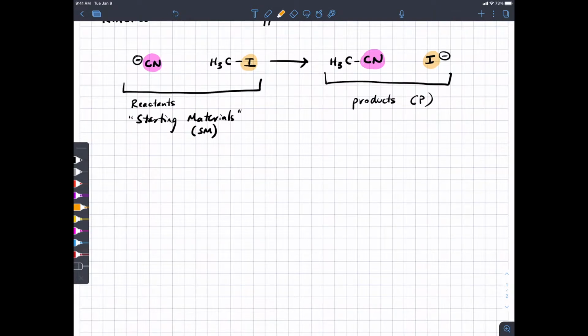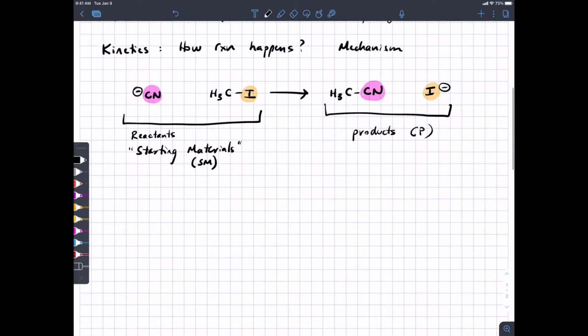Okay, so the issue of kinetics actually doesn't really address the issue of whether a reaction is favorable in the downhill direction or not. I will tell you that this reaction has an equilibrium constant greater than 1, meaning the delta G is less than 0 and it's favorable. Part of that is the fact that I replace a weaker carbon iodide bond with a stronger carbon-carbon bond.